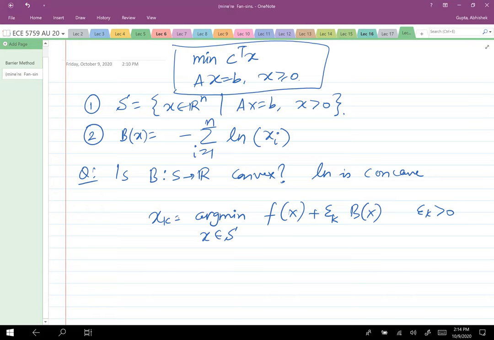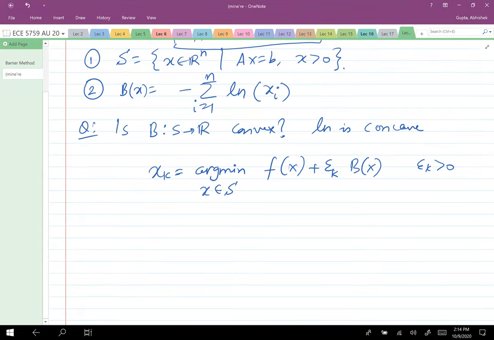So this is actually a convex optimization problem. Okay, and it will have a unique solution, xk. For every epsilon k, there will be a solution xk. So in fact, let me change this a little bit. I'm going to just put a parameter epsilon here, and I'm going to define this as x epsilon. Okay, so this is x as a function of epsilon. Well, should I use x star? Maybe I should use x star epsilon. Okay, so that's the optimal solution of the objective function, which is C transpose X, and the barrier function, logarithmic barrier function B of X.